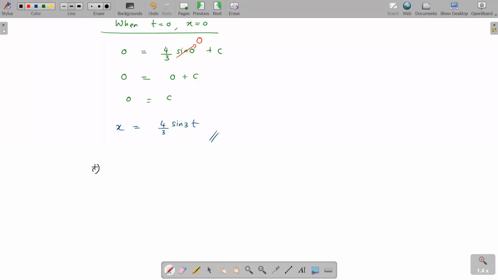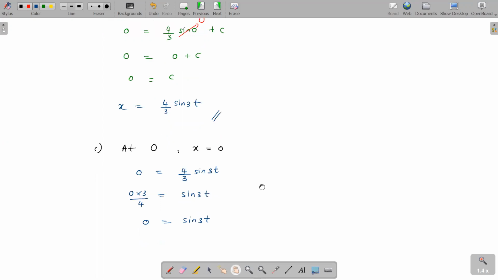Part C, I understand when I'm at the origin. What happens if I'm at O? X should be 0. Do you agree? So let's input X as 0. 0 equals 4 over 3 sine 3t. This is P2 trigonometry. Can you remember solving these kinds of equations? 4 over 3, you take it to the other side. 0 times 3 divided by 4 is still 0, right? So you get sine 3t equals 0.